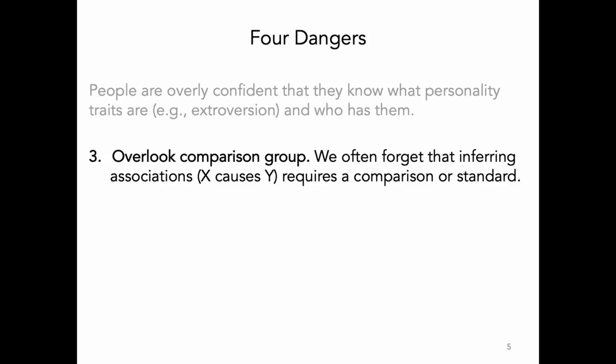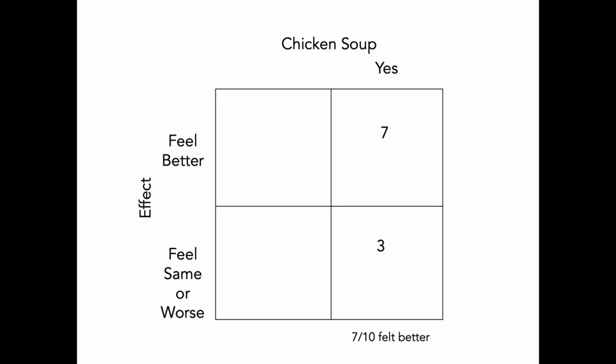A third problem is that we overlook the need for a comparison group. We often forget that inferring associations such as X causes Y requires a comparison or a standard. So this is a tricky one, so let's spend a minute on it. Let's say I have the question, does eating chicken soup when you are sick make you feel better? If you go back to my childhood, I would have absolutely said yes to this. It was very comfort food for me.